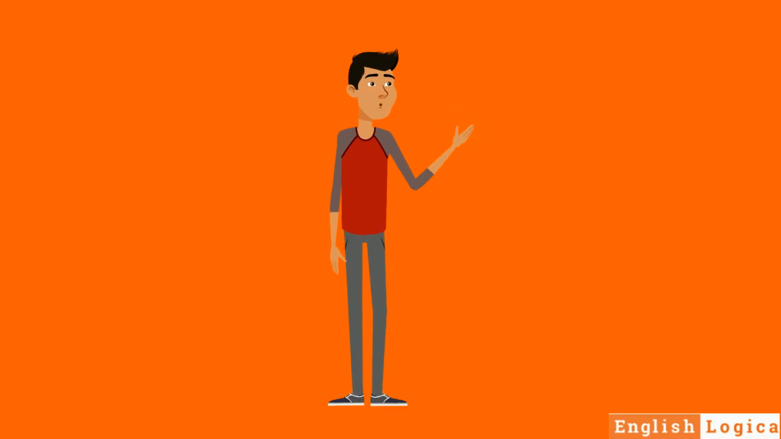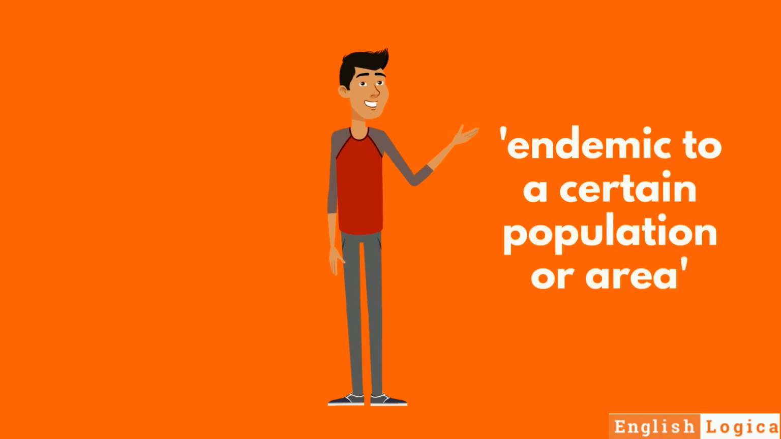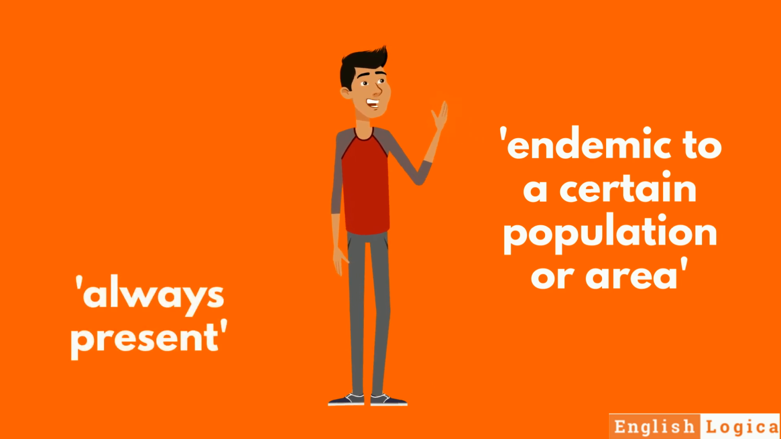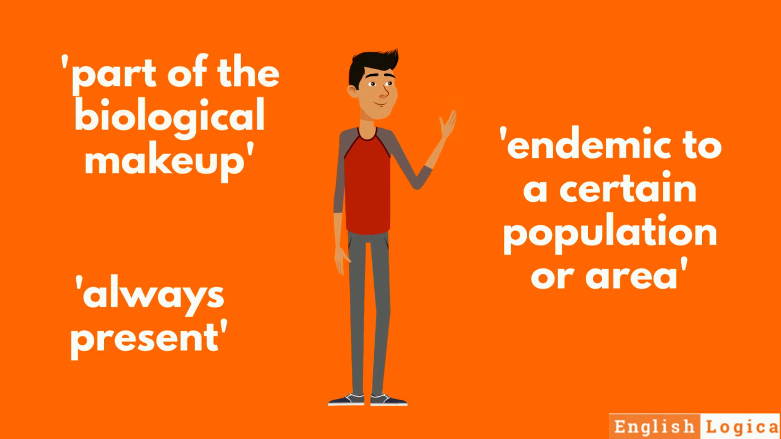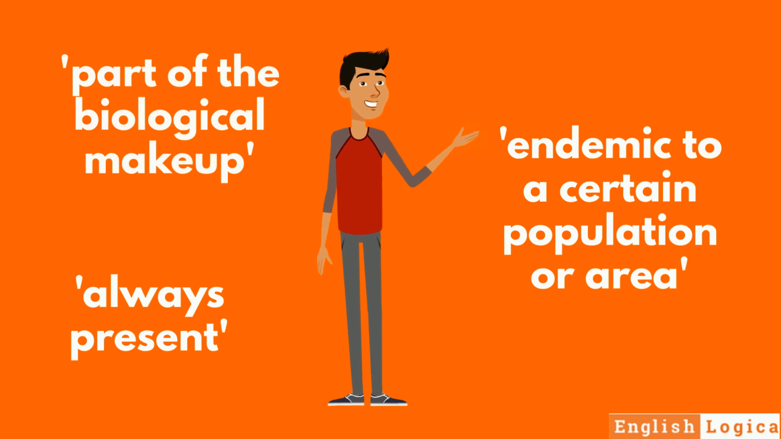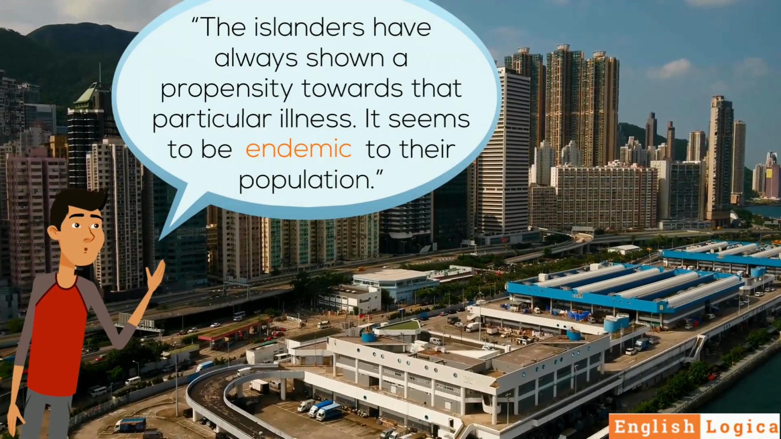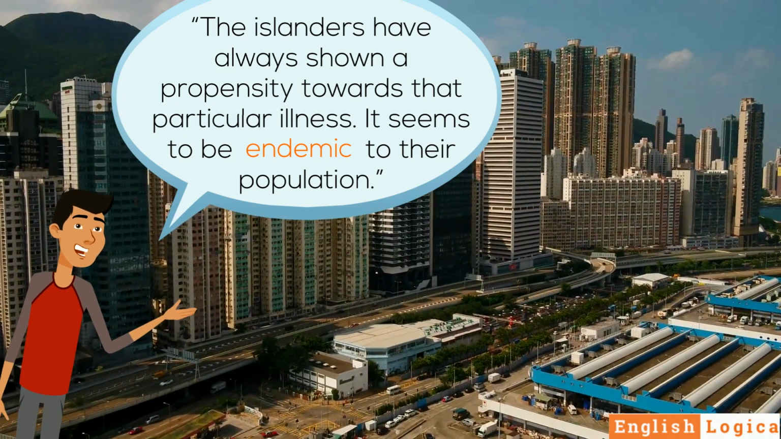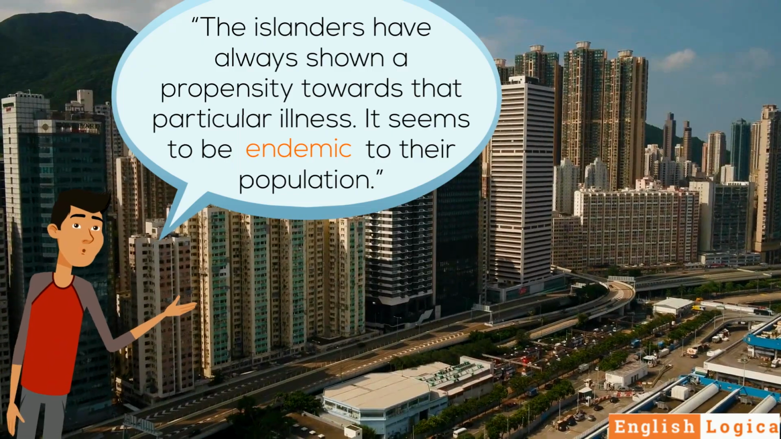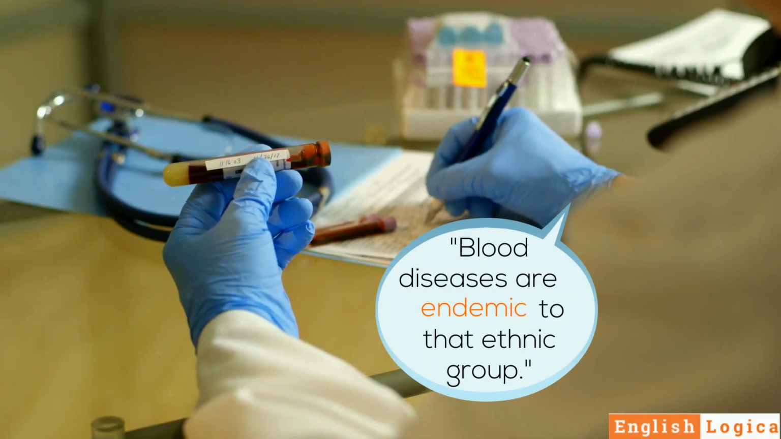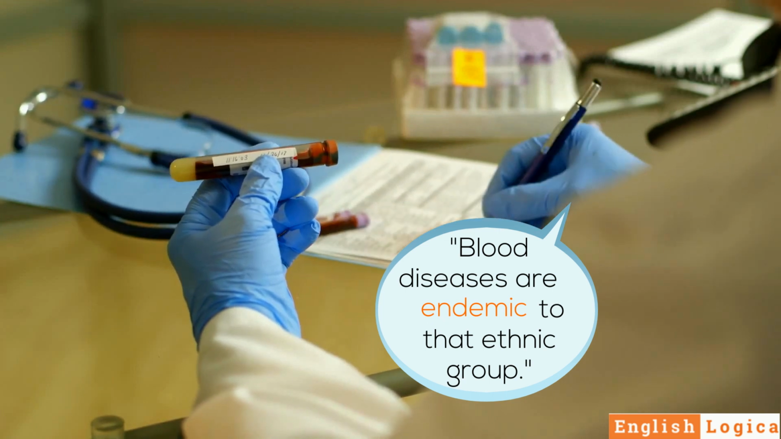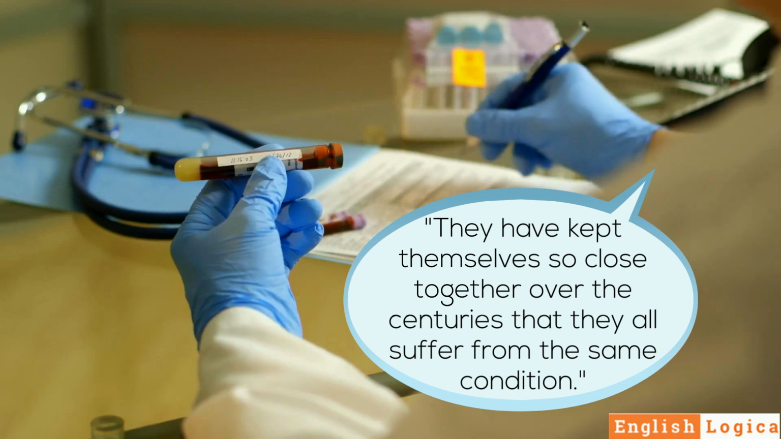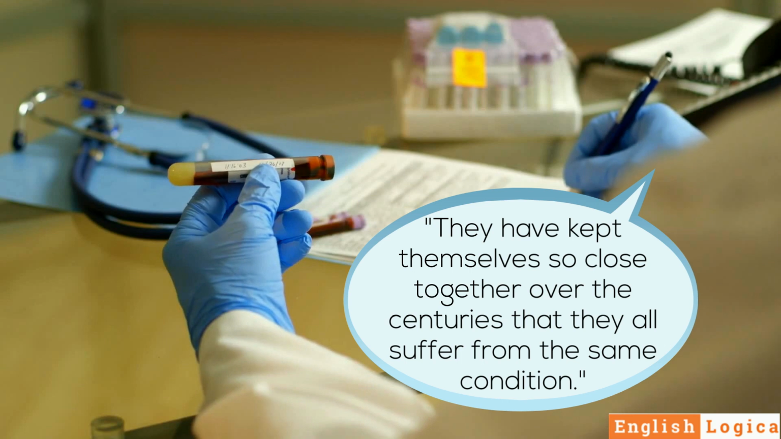If an illness or disease is said to be endemic to a certain population or area, it means that it is always present in some way and may be part of the biological makeup of the people in question. For example, the islanders have always shown a propensity towards that particular illness. It seems to be endemic to their population. Blood diseases are endemic to that ethnic group. They have kept themselves so close together over the centuries that they all suffer from the same condition.